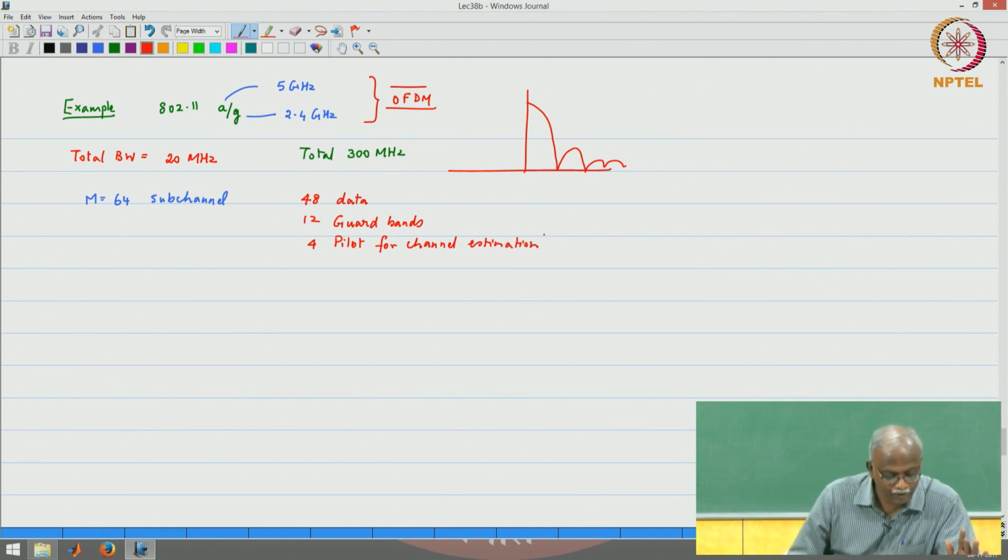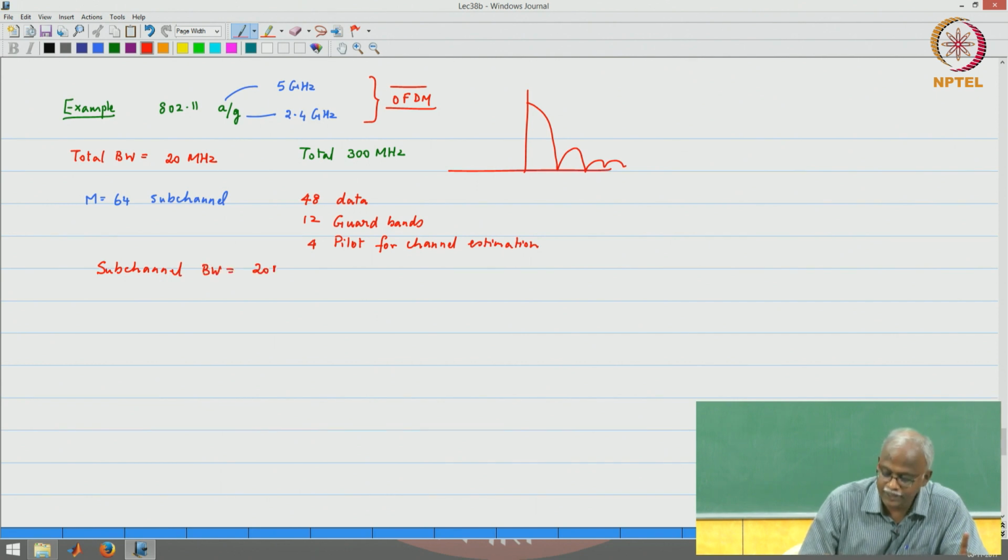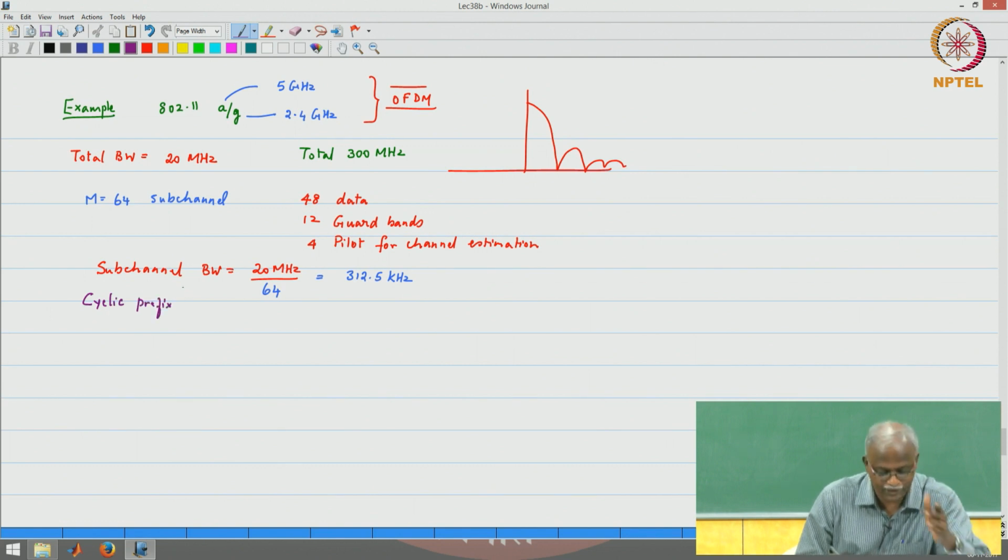Okay. So, now very, very important, how do we decide on the rest of the system? The subcarrier, subchannel bandwidth is 20 megahertz divided by 64, that is the number of subchannels, that will give you 312.5 kilohertz. Okay. And this is a system where we use a cyclic prefix. It is designed to carry a cyclic prefix of 16 samples.